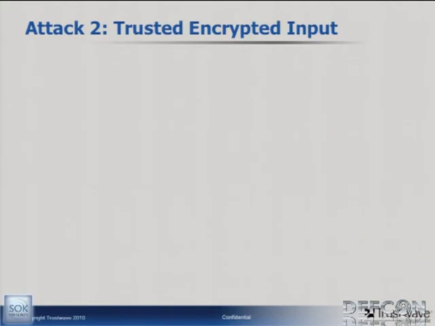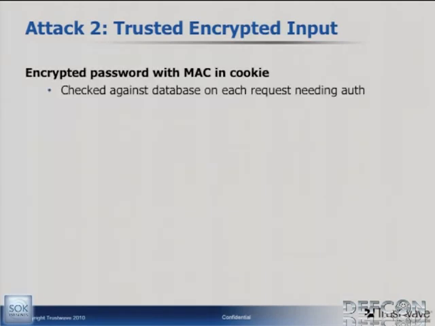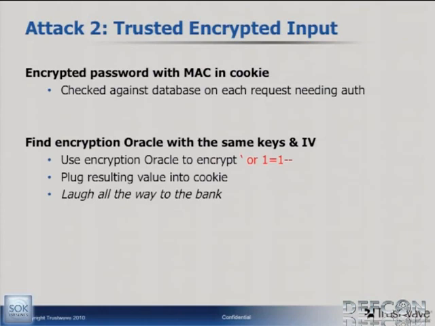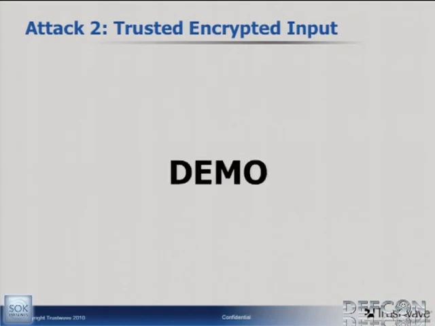Why spend the cycles? So let's say that you have an encrypted password MACed in a cookie, like this auth cookie that we're talking about. And that's checked against the database on each request needing authentication. And you find an encryption oracle somewhere else that allows you to encrypt arbitrary data. So you encrypt single quote or one equals one. Let's say it's just the password that's in this cookie, and then plug the resulting value into the cookie. Well, that's ugly. So let's take a look at this in action.